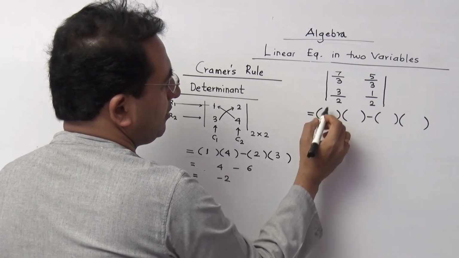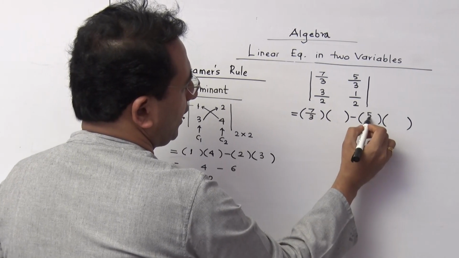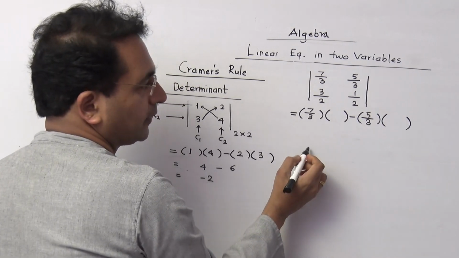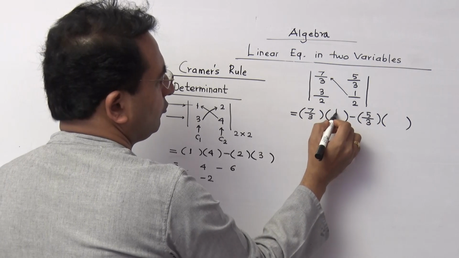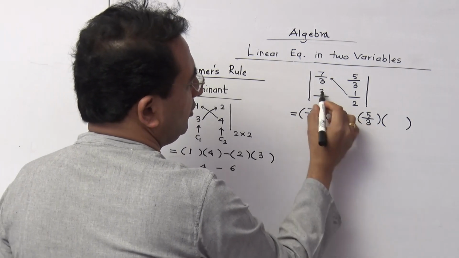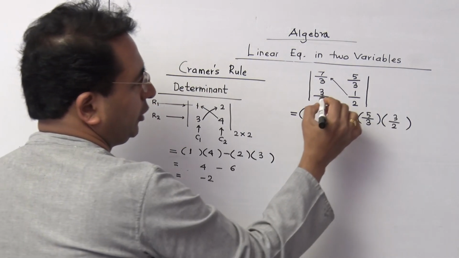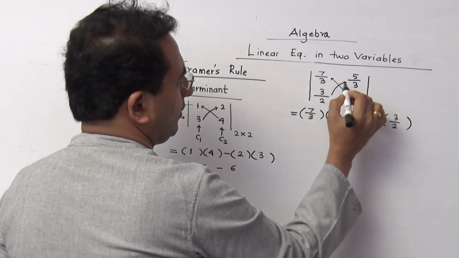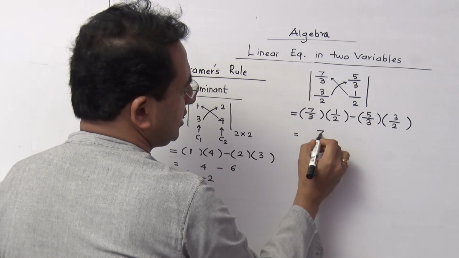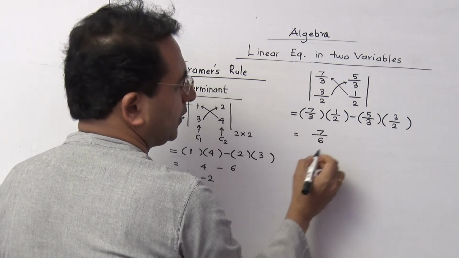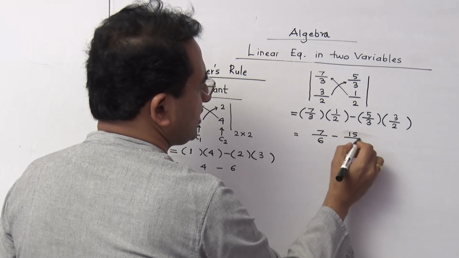Now we write 7 by 3, and the second number in the third bracket, that is 5 by 3. Then I multiply crosswise. It is 1 by 2, and this one is 3 by 2. Is that clear to you? This number we multiply with 5 by 3. Now with internal cancellations, the answer is going to be 7 by 6 minus 15 by 6.